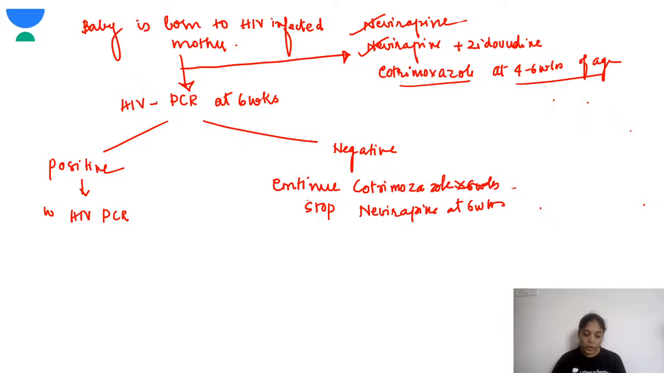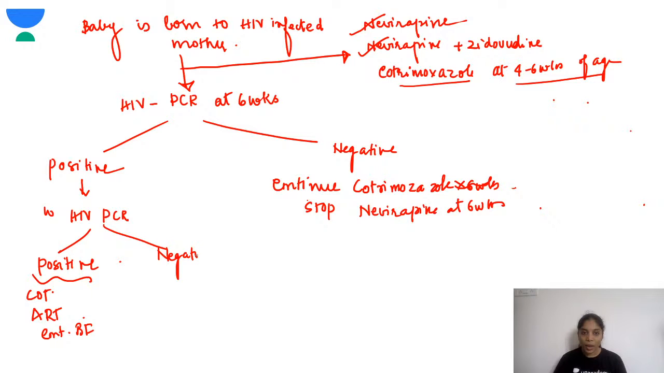Next, if this is positive, you again get an HIV PCR. If it is positive again, you continue cotrimoxazole and start proper antiretroviral therapy. You have to continue breastfeeding; do not stop breastfeeding. Next, if it is negative, then nothing to worry. You continue cotrimoxazole and stop all antiretroviral therapy.